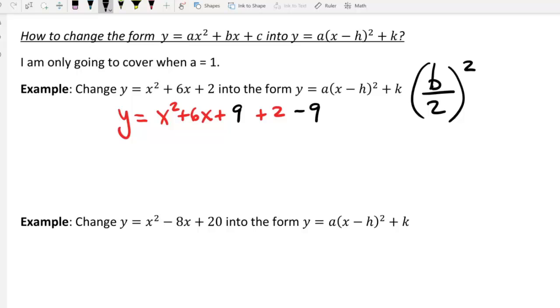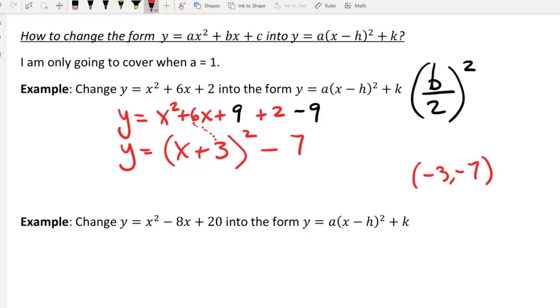Now the first 3 terms will factor to a perfect square. (x plus 3) squared. How do we determine it's 3? Because it's half of 6. And 2 minus 9 is -7. And there it is. There's the equation in vertex form. It's easy to see that the vertex is at -3, -7.